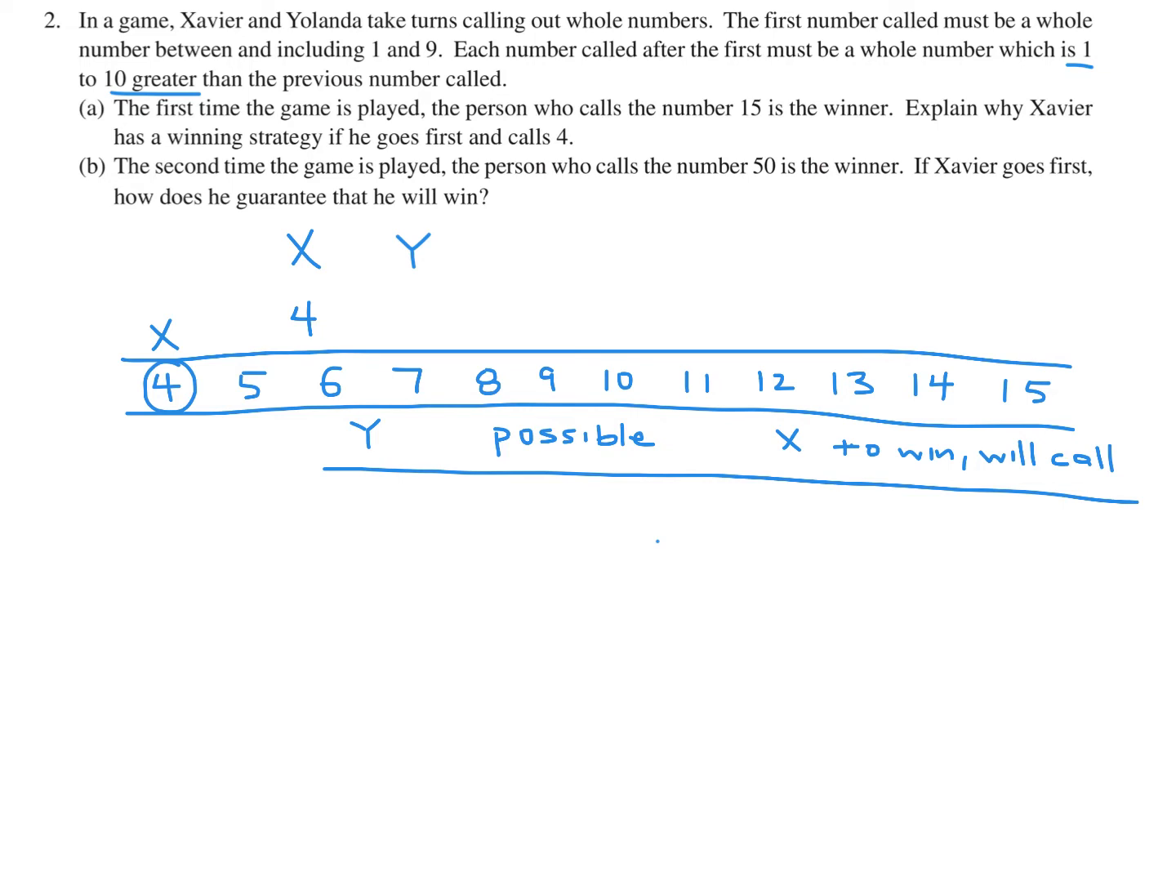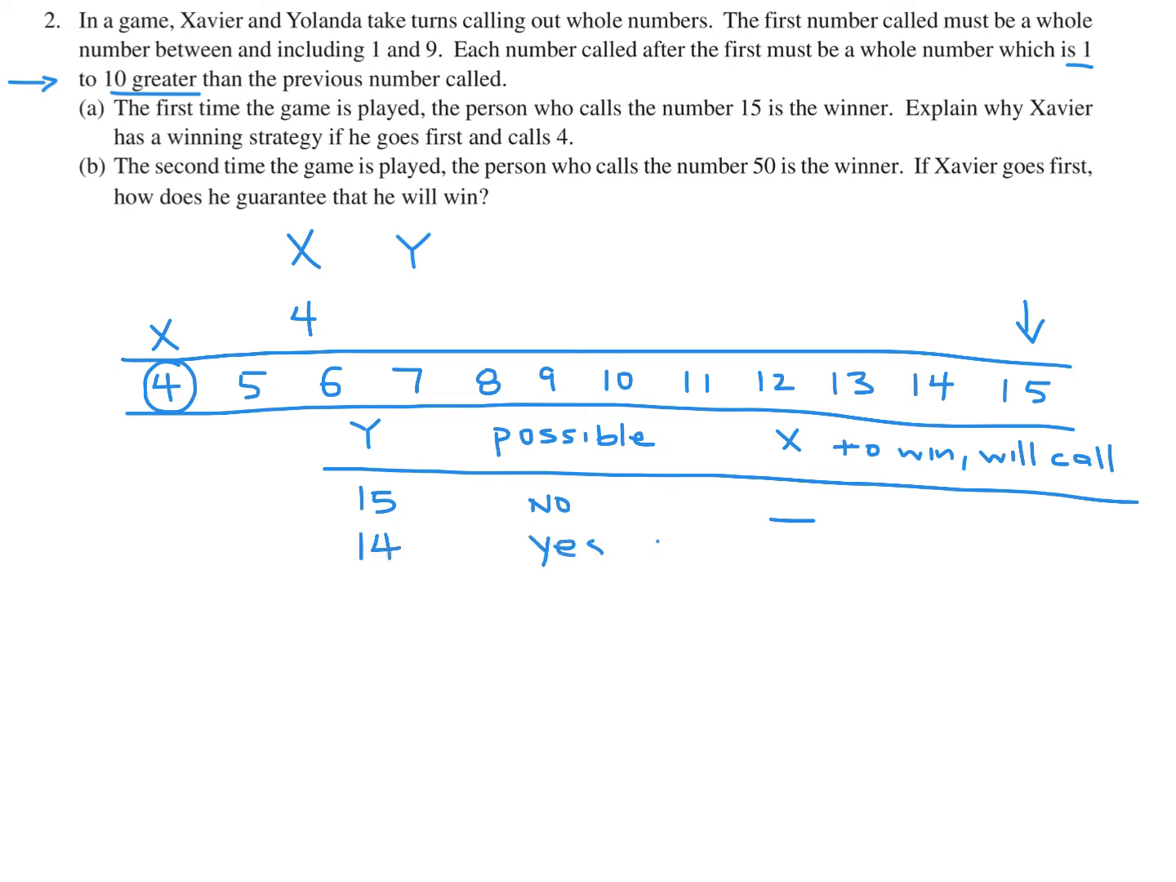Now it's y's turn. So I'm going to start with the maximum here. I'm going to actually start on that end. Can y call a 15? And the answer is no. Why? Because 15 is 11 more than 4, and we can only go as high as 10 according to the question. So that's not possible. So this case we don't even care about. So just put a dash there.